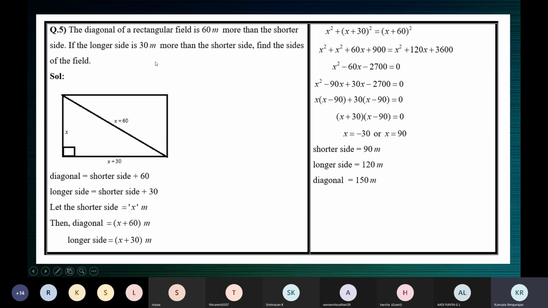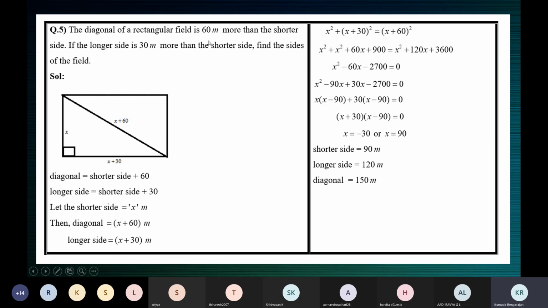See here, I've just written in short whatever is given in the question. Diagonal is 60 meters more than the shorter side. Whatever is given here as a big sentence, just write it in short. Diagonal is equal to 60 meters more, so plus 60 than the shorter side. Shorter side plus 60 is the diagonal.